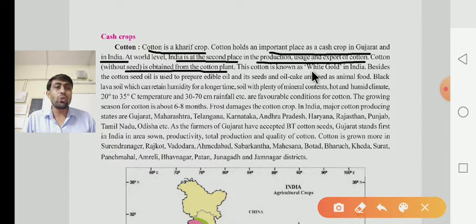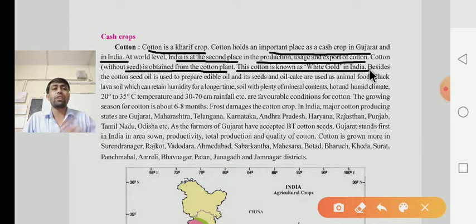This cotton is known as white gold in India. Dear children, this is the most important question for the board examination. They have to say that this cotton is known as white gold in India. That's why they may ask the question: what is known as white gold in India? Explain. Then you have to write that cotton is known as white gold in India, and after that explain about the cotton. White gold means safed sona.